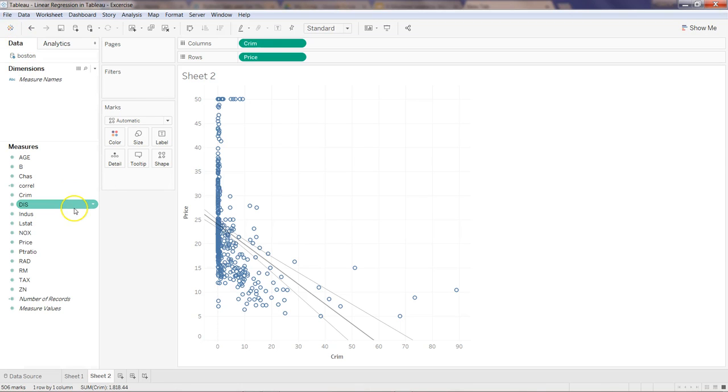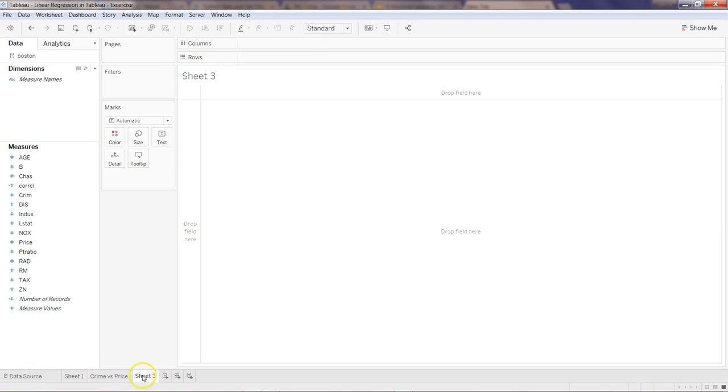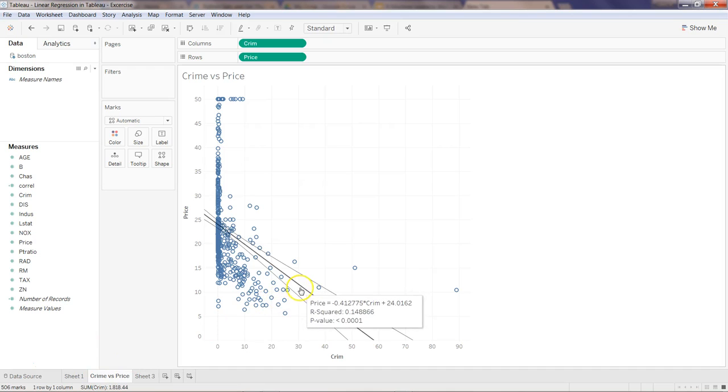And like I mentioned in the previous video, I really encourage you to now look at other variables, create different sheets, give a proper name to the sheet like crime versus price, like this. So CRIME, crime versus price.